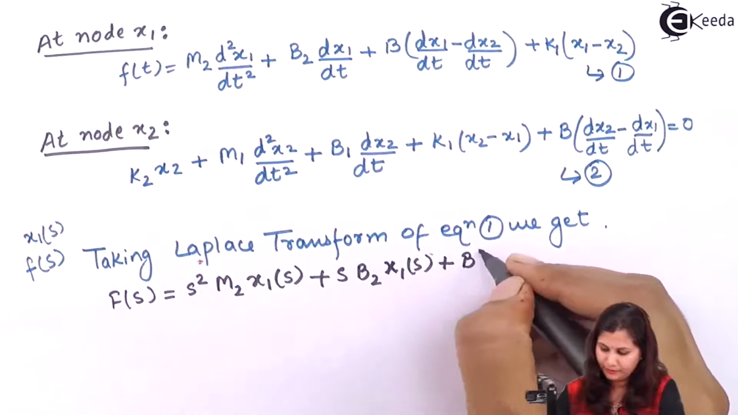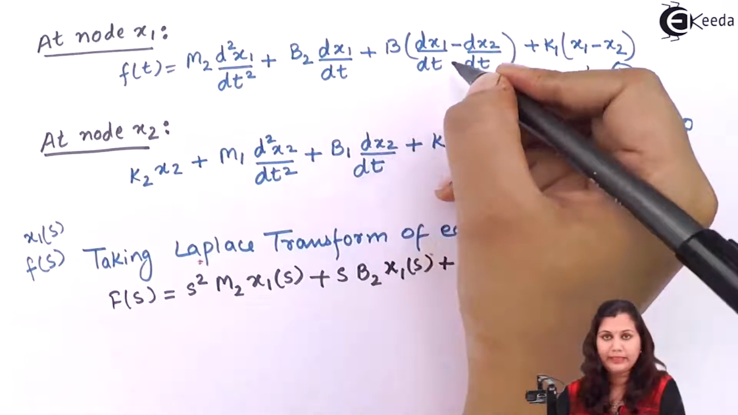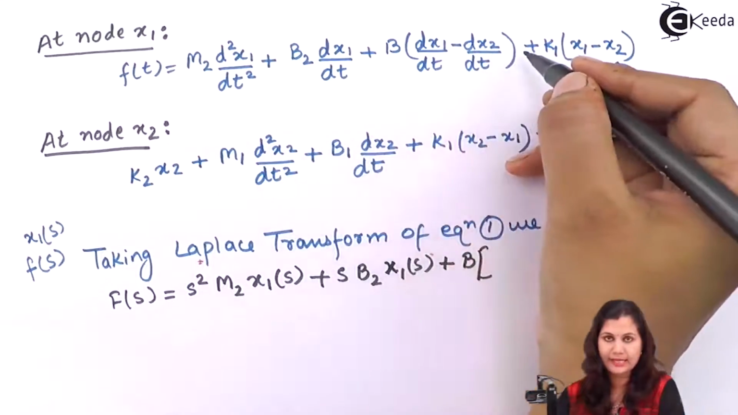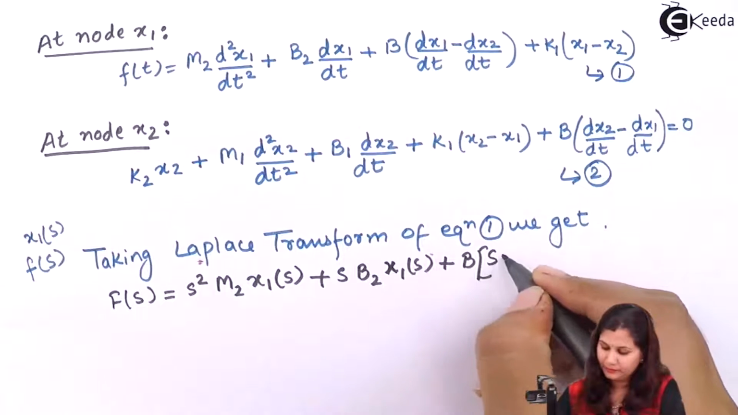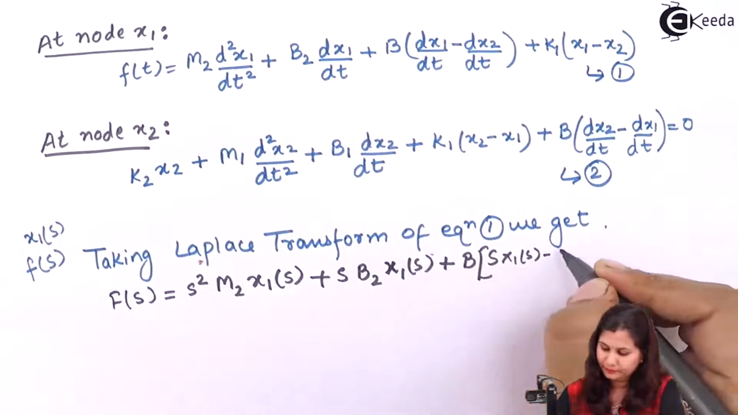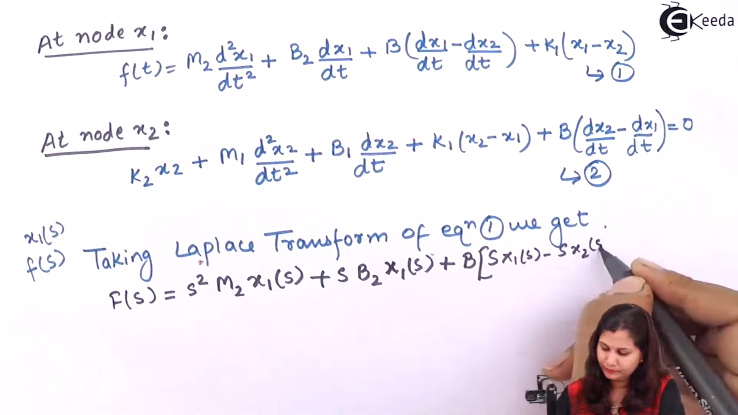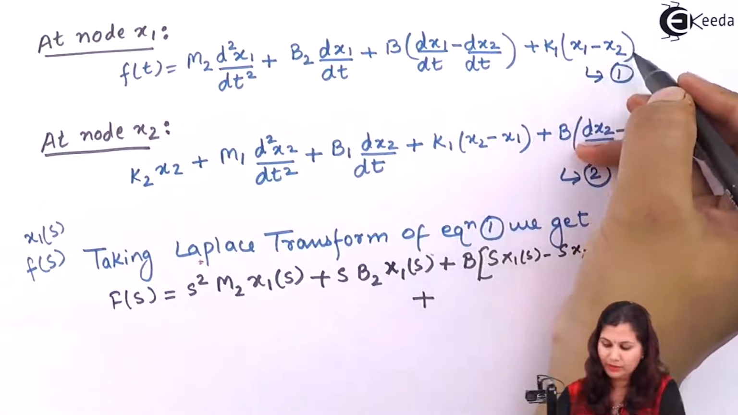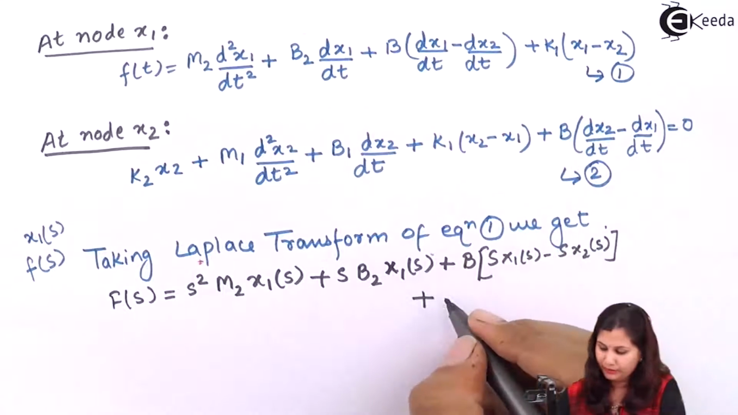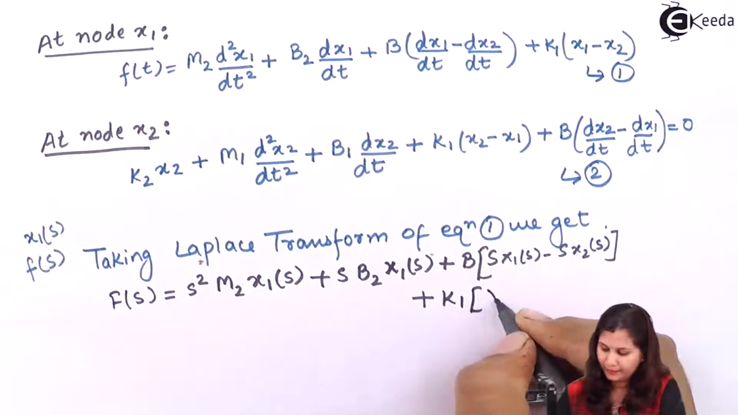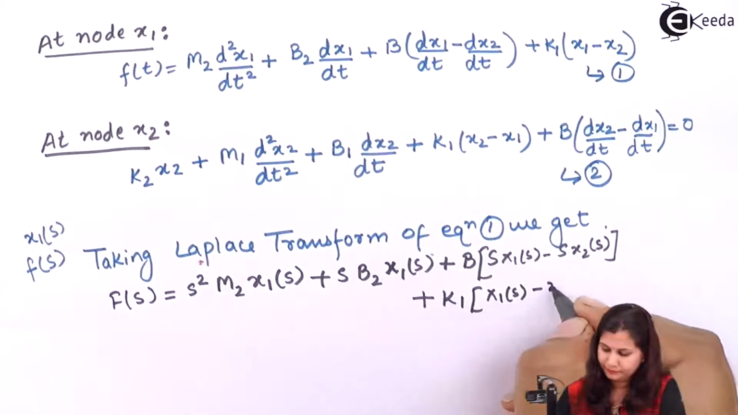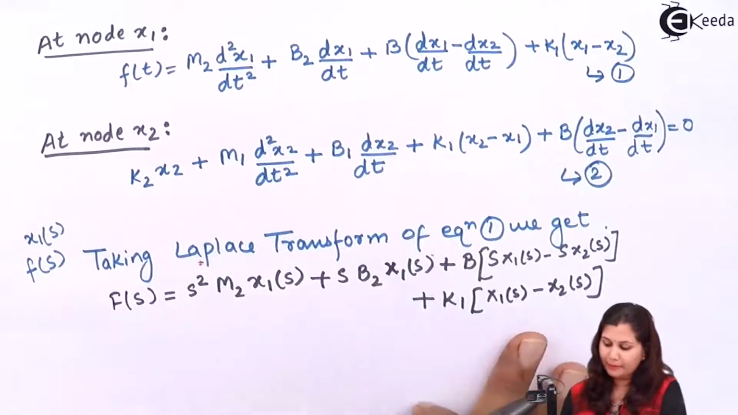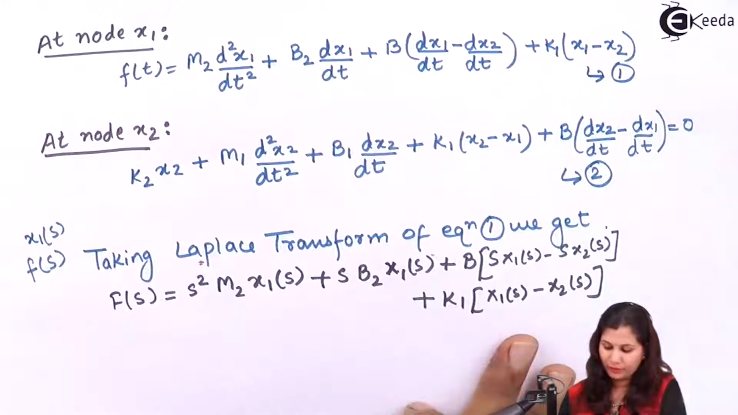plus b times dx1 by dt minus dx2 by dt, so it will be s X1(s) minus s X2(s), plus we have this k1 times x1 minus x2, so it will be k1 X1(s) minus X2(s). So this is the Laplace transform of the first equation.